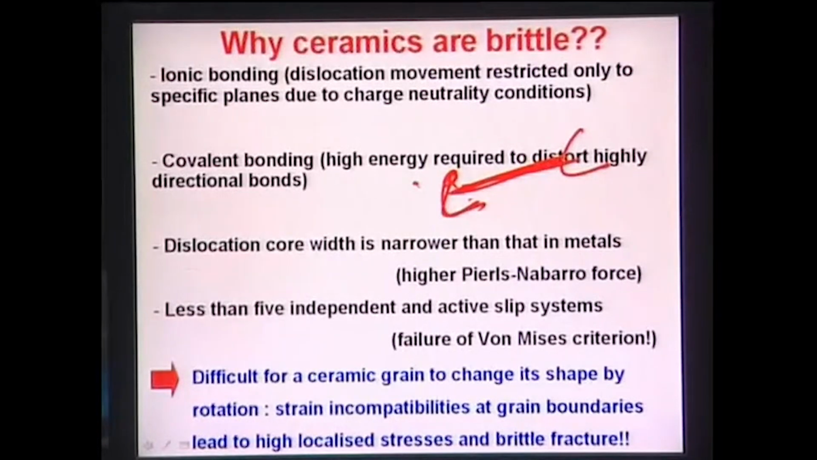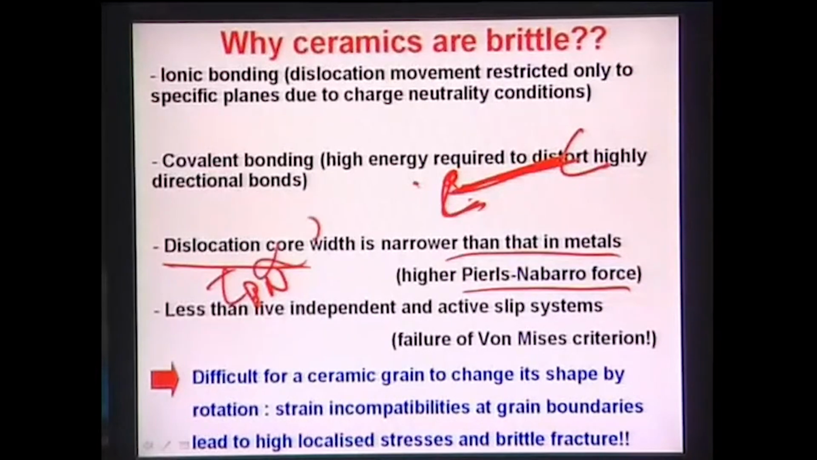Third is that the dislocation core width in ceramics is much narrower than in metals, and the dislocation core width is related to tau Pn. Tau Pn is the Peierls-Nabarro force, and it is related to the exponential of minus 2 pi w by b, where w is the core width and b is the Burgers vector.